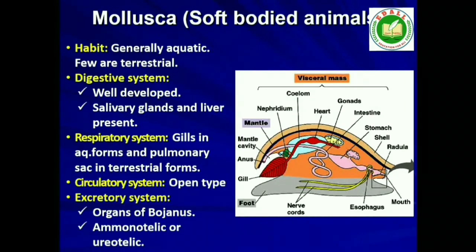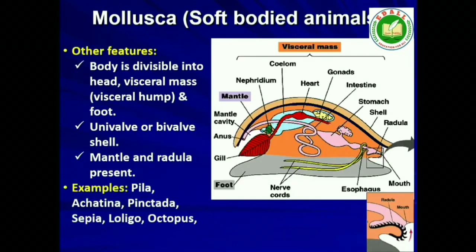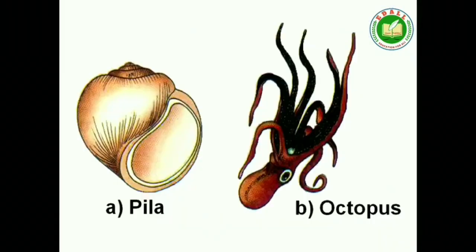They have respiratory and excretory functions. The anterior head region has sensory tentacles. The mouth contains a file-like rasping organ for feeding, called radula. They are usually dioecious and oviparous with indirect development. Examples: Pila, also called apple snail, Pinctada, also called pearl oyster, Sepia, also called cuttlefish, Loligo, also called squid, Octopus, also called devilfish, Aplysia, also called sea hare, Dentalium, also called tusk shell, and Chaetopleura, also called chiton.